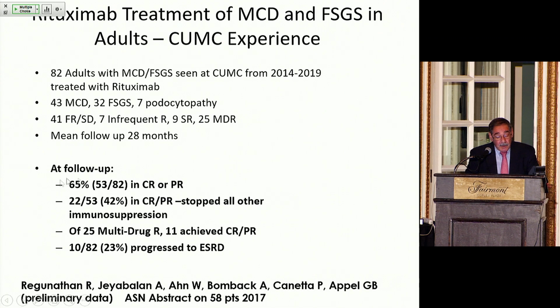42% of those patients were able to stop everything else. Some of them had to stay on a low dose of steroids, etc., or a little bit of a calcineurin inhibitor. Of the 25 multi-drug resistant, 11 achieved a complete or partial remission, and that was the biggest group that progressed to renal failure. So again, this data is going to be a little more than that when we present it. Well, it's submitted to the ASN.